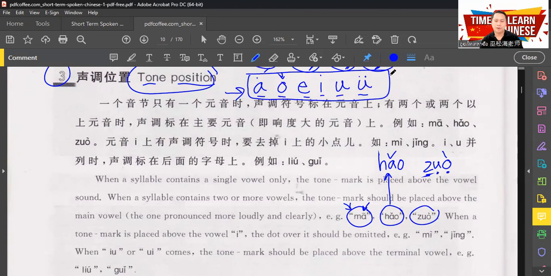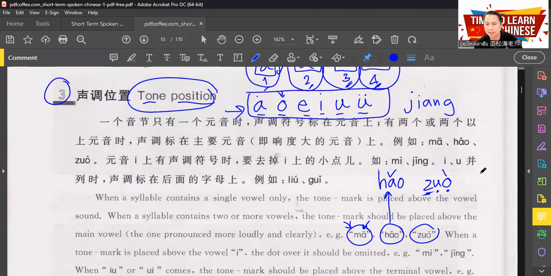And if there are other finals, for example, j, i, a, n, g, we can see i before a. But when we have to mark, we have to mark on a because a comes before i, right? For example, third tone, like this, 讲.